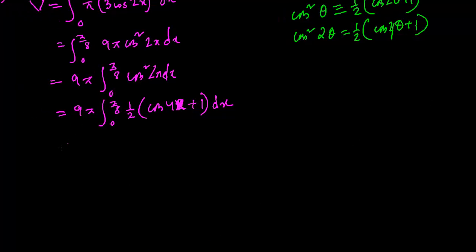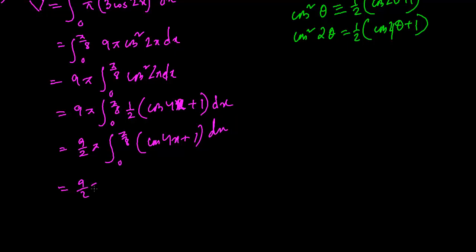So for the integration, if you bring the half outside, it would be 9 by 2 pi. So we have the integral from 0 to pi by 8 of cos 4x plus 1 dx. The integration of cos 4x is going to be sine 4x divided by d by dx of the angle 4x, which is 4, plus the integration of 1, which is x, from 0 to pi by 8.